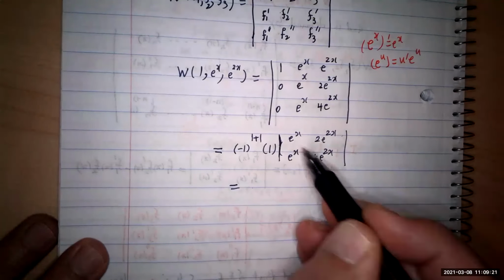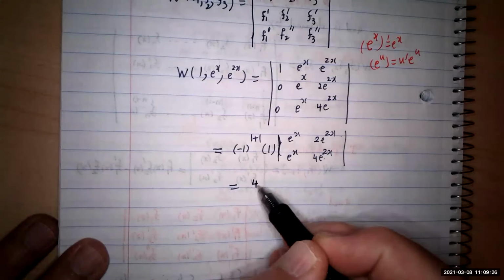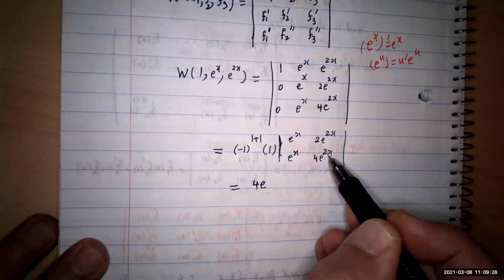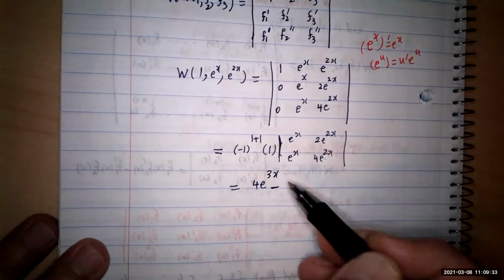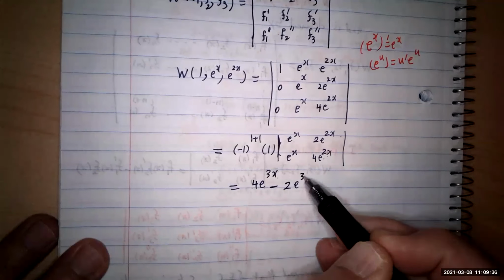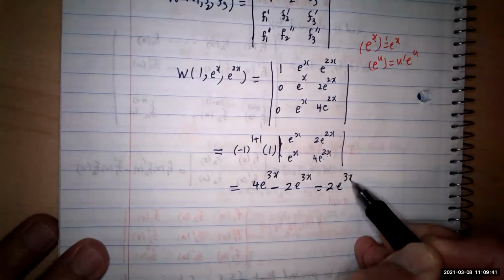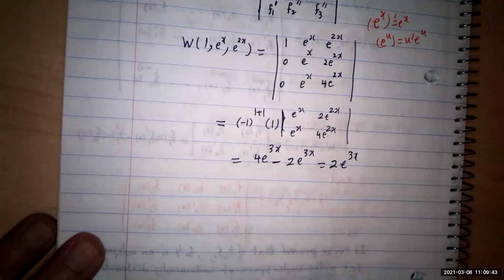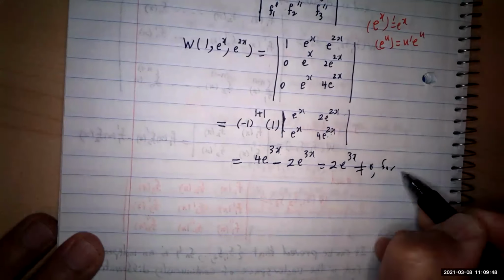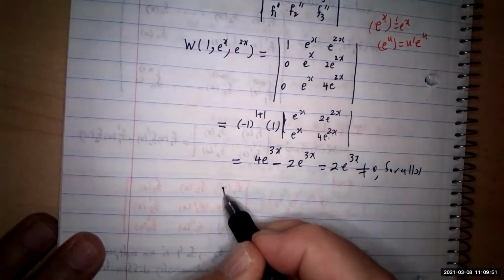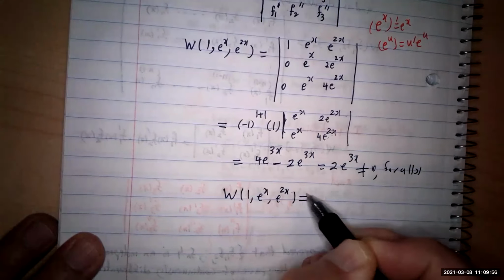They're all positive. It's just cross multiply to get the determinant. That gives you 4e to the 2x times e to the x, which is 4e to the 3x, minus the other way around, 2e to the 3x. So the result would be 2e to the 3x. You know that the exponential function is never 0, so this is not 0 for all x. So the Wronskian of 1, e to the x, e to the 2x is not equal to 0.